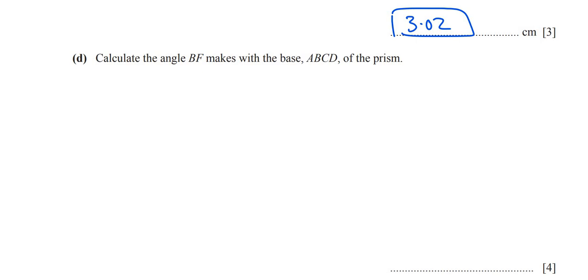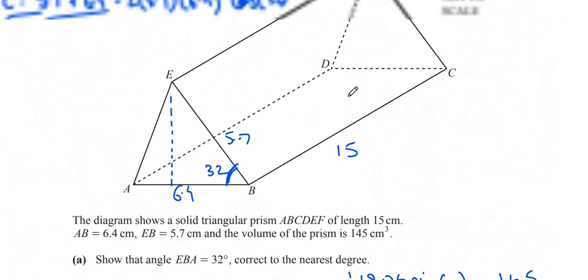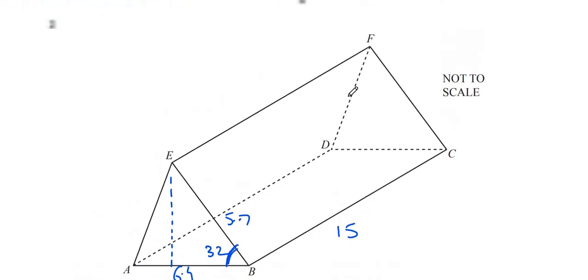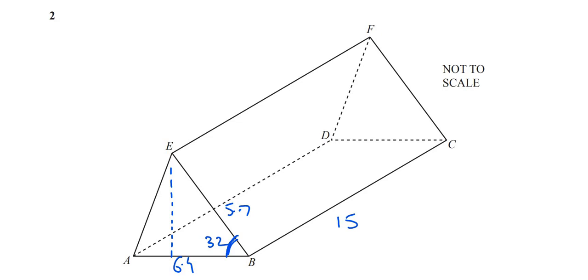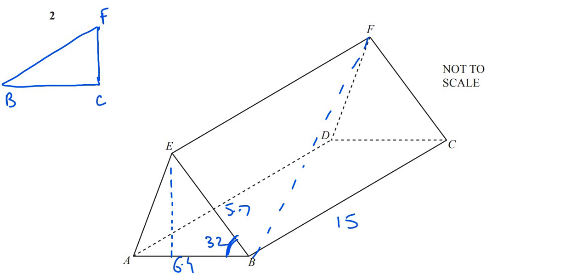Alright, the question says calculate the angle BF makes with the base ABCD of the prism. Let's go back up to the question. So, they're asking you the angle that BF makes. So, first of all, how about if we find the diagonal length BF first? So, it's a triangle like this. BC is 15, FC is 5.7, we have to find out BF now.